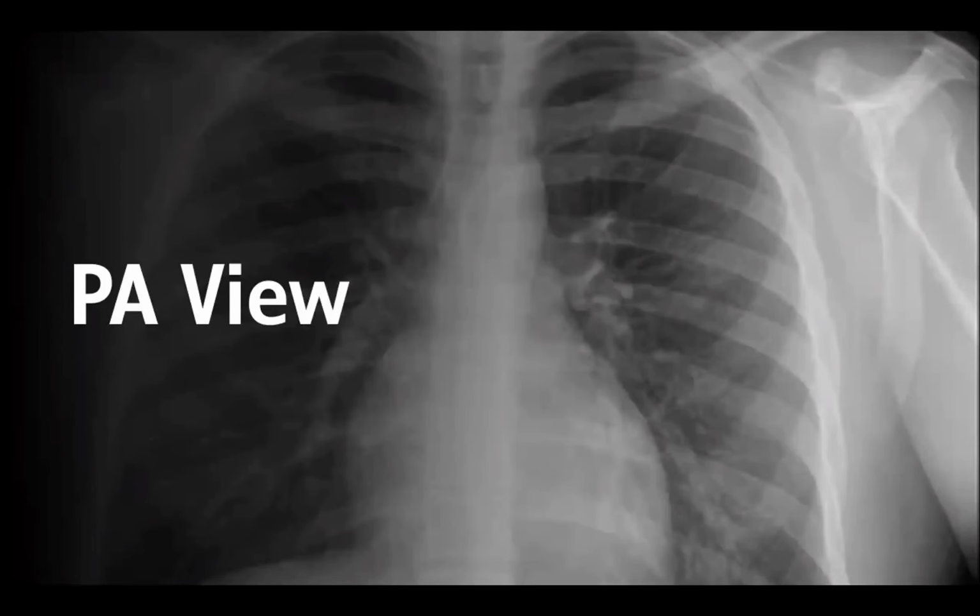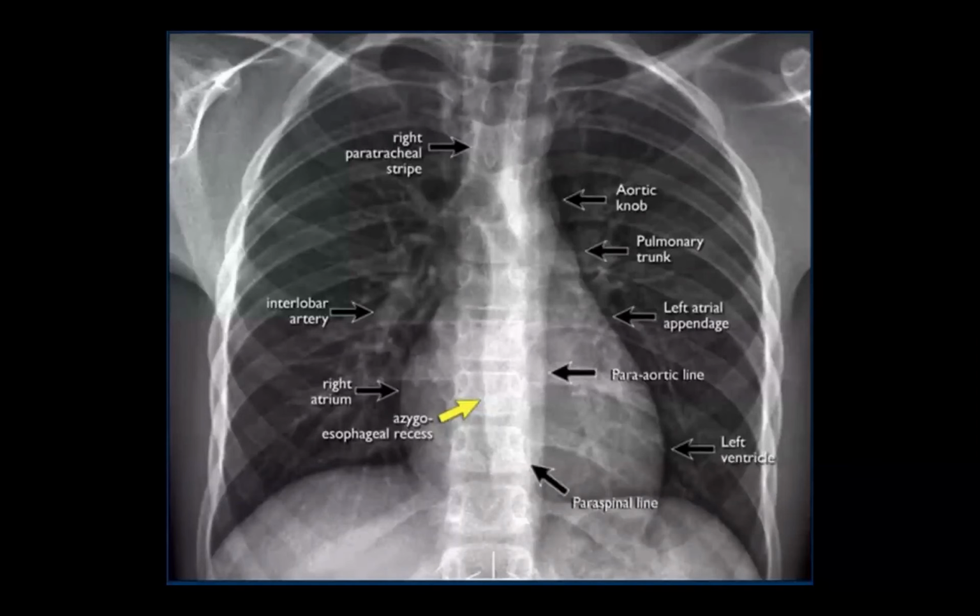So let's talk about the PA view in more detail. As you can see here, they're beautifully demonstrating these stripes and lines on the frontal chest radiography, which I really think are important to understand because they can act as very good localizers of anatomy and subtle pathologies. What are those stripes and lines to start with?